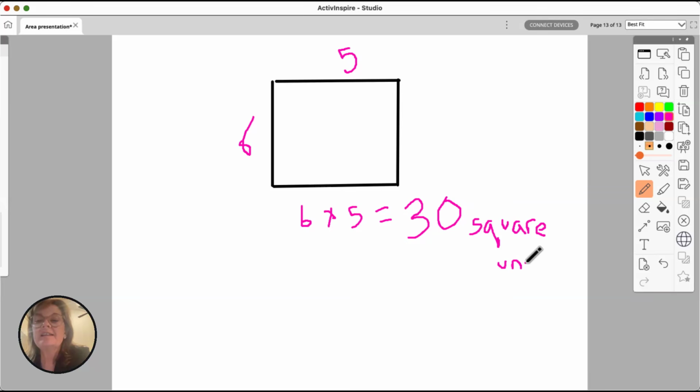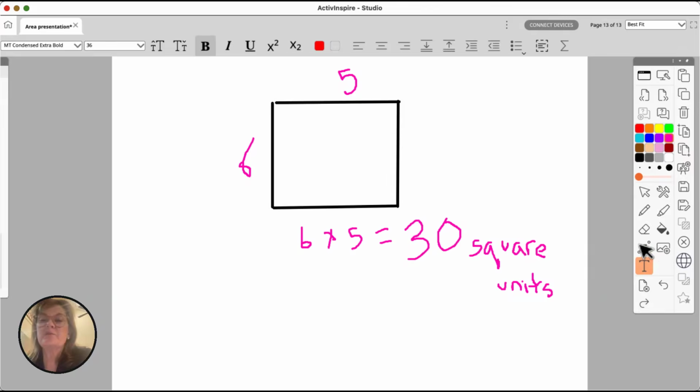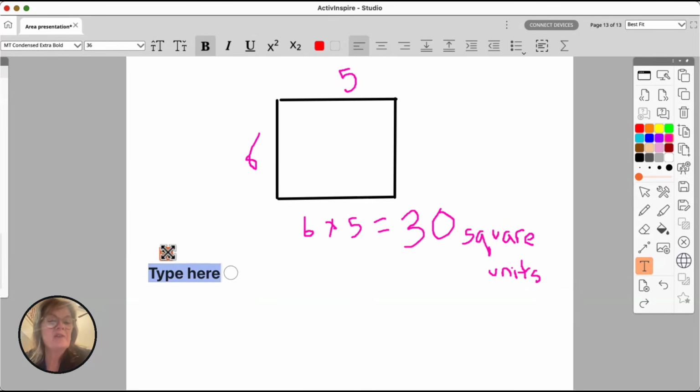Okay, so let's think about what we're multiplying. We're multiplying the length and the width of the rectangle, right? One side is the length and one side is the width. So our formula for area, and this is a formula that you will use all the way through high school, is area equals length times width. All right, that is our introductory lesson on area.